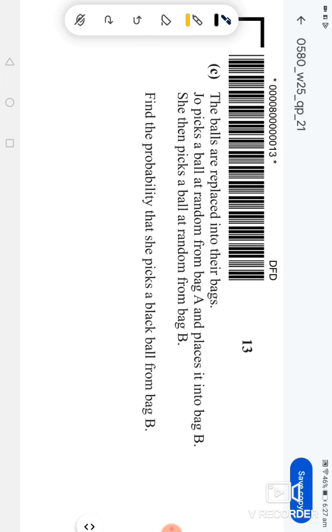Question C. The balls are replaced into their bags. Joe picks a ball at random from bag A and places it into bag B. She then picks a ball at random from bag B. Find the probability that she picked the black ball from bag A.